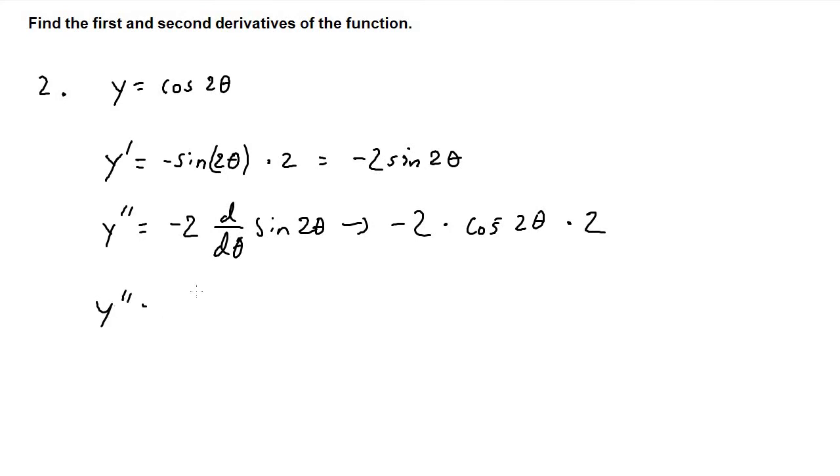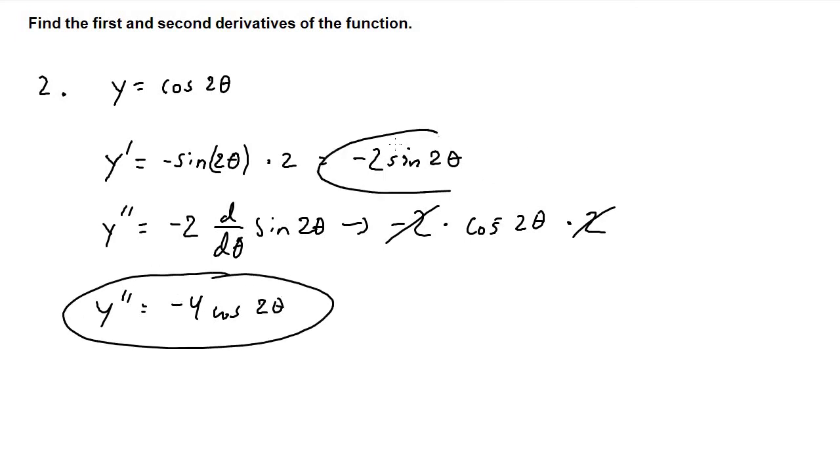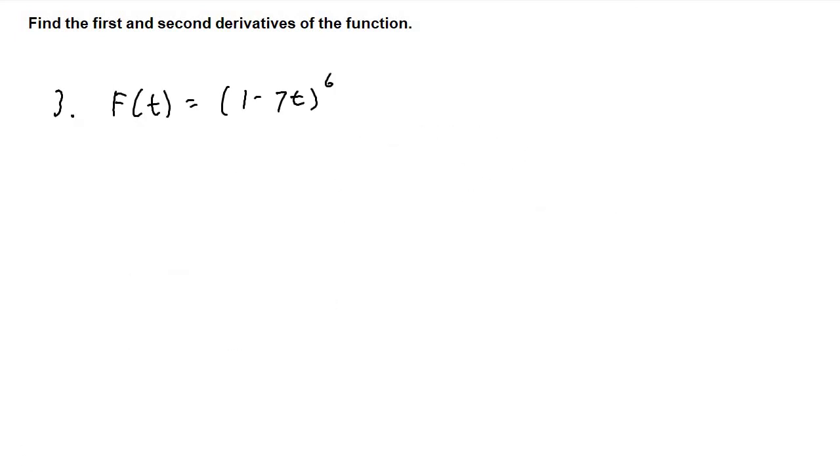So then y double prime is going to equal negative 2 times 2, which is negative 4. So we get negative 4 cosine of 2 theta. Those are going to be the first and second derivatives of the function. Now for number 3, f of t equals (1 minus 7t) to the sixth.